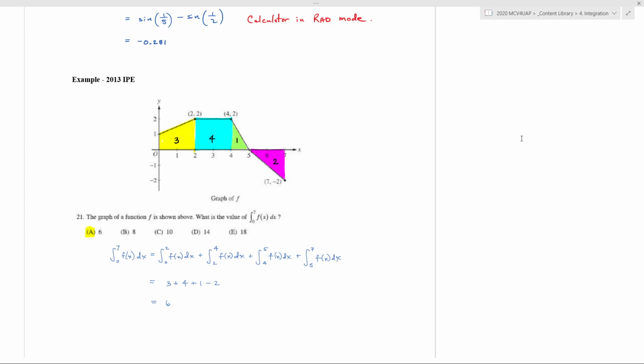So the definite integral from 0 to 7 would be 3 plus 4 plus 1, subtract 2. Why subtract 2? Because we're integrating from left to right, and that pink region is below the x-axis, so it contributes a negative value to the definite integral. So our answer is 6. Any questions up to this point?